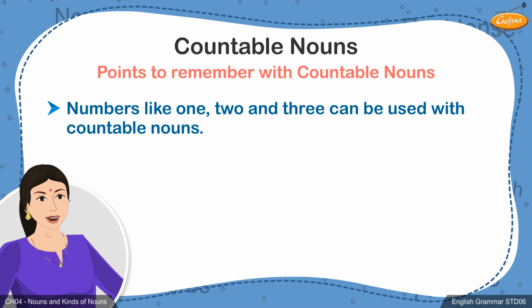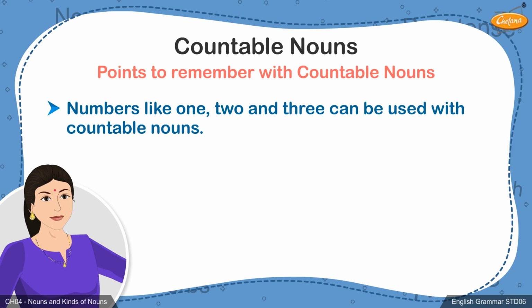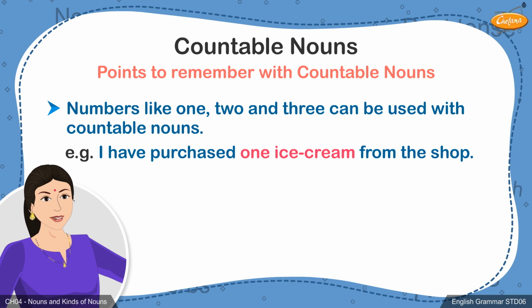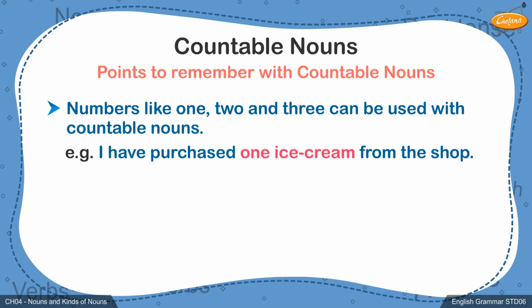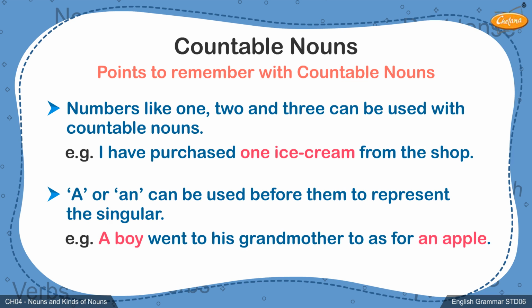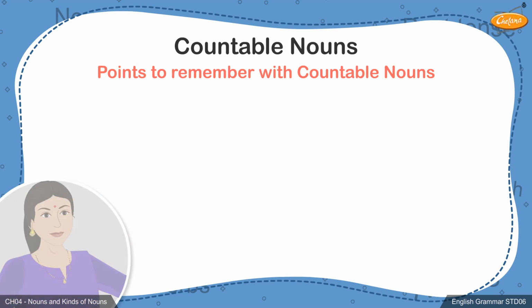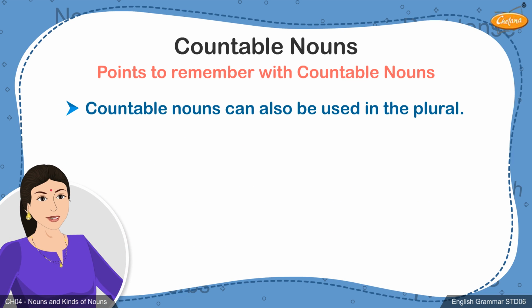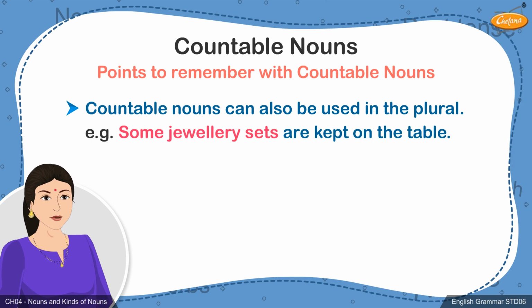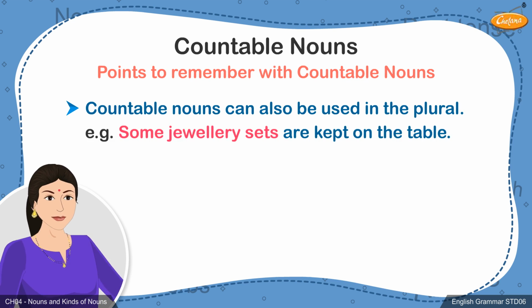Firstly, numbers like 1, 2 and 3 can be used with countable nouns. For example, I have purchased 1 ice cream from the shop. You can also use indefinite articles like a or an before them to represent the singular. For example, a boy went to his grandmother to ask for an apple. Lastly, countable nouns can also be used in the plural. For example, some jewelry sets are kept on the table.